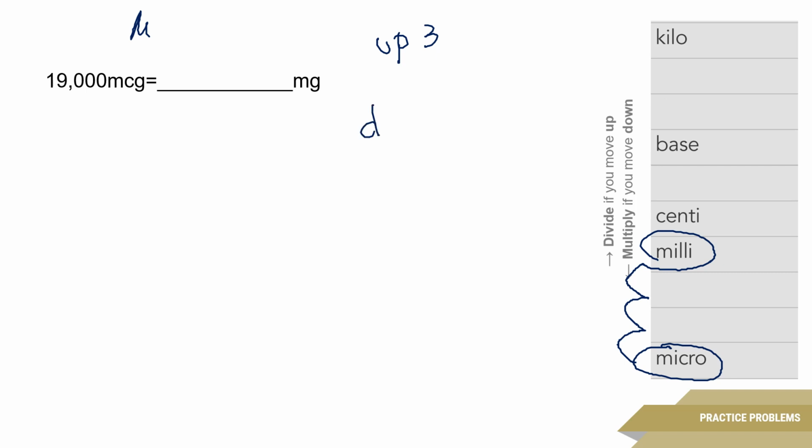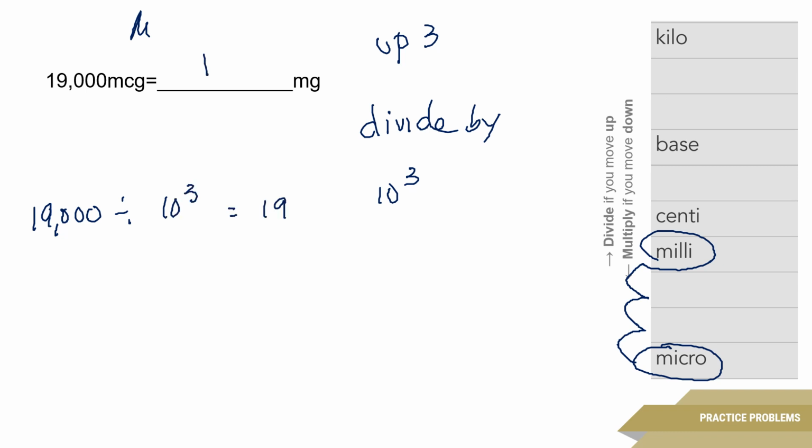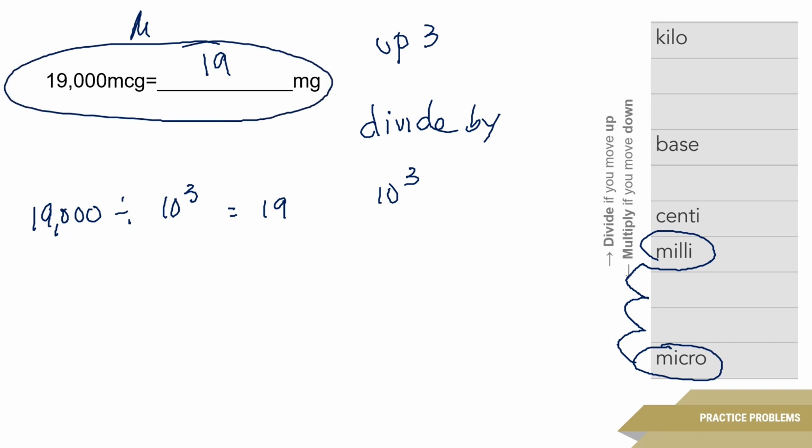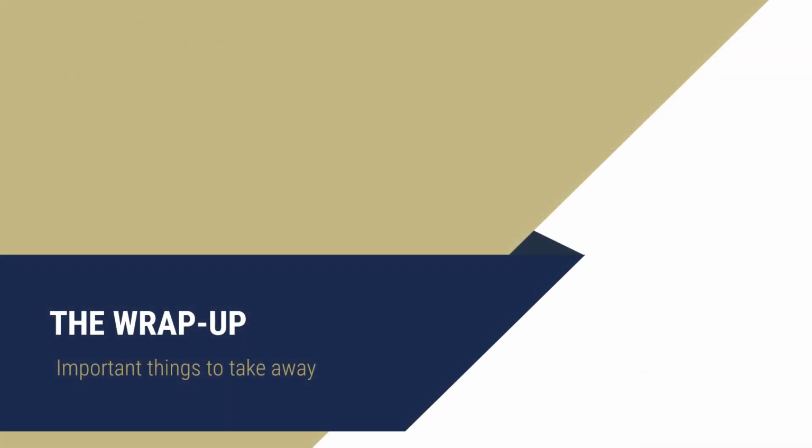So we're going to divide by 10 to the third. We moved up 3 spaces, so our exponent is a 3. So 19,000 divided by 10 to the third is just going to get us 19. A much more reasonable number, if you ask me. A couple of examples. Let's move on to the wrap up.